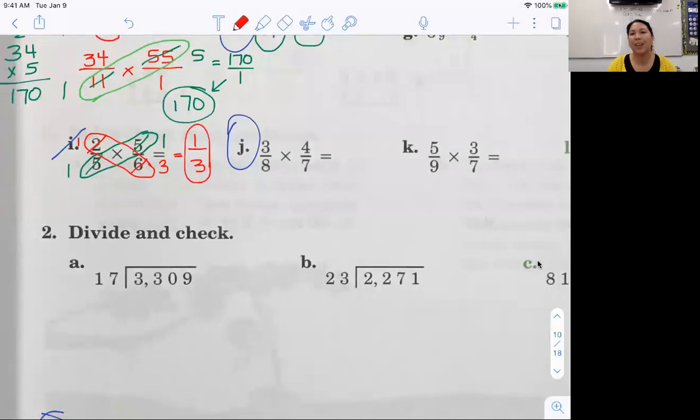Okay, you get to do J. Top times top, bottom times bottom. But look, I'll give you a hint. You can cross cancel here. Okay, so cross cancel there and then multiply. Pause the video, finish it up.